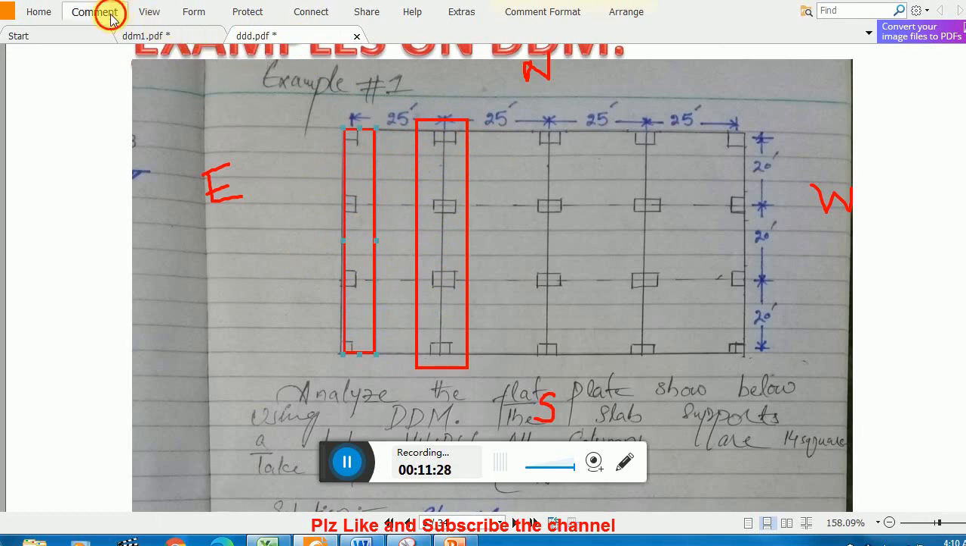The only thing which will be changed is the direction of your L1 and L2. Here L1 will be in this direction, this length, remember, that is 20 feet. L1 will be 20 feet and L2 will now be the transverse. In this case, remember, L2 is basically half of this panel and half of this panel, so 25 divided by 2, 25 divided by 2. So L2 will now be changed, it will be 25. So now only L1 and L2 will be changed, while the rest of the procedure is the same.